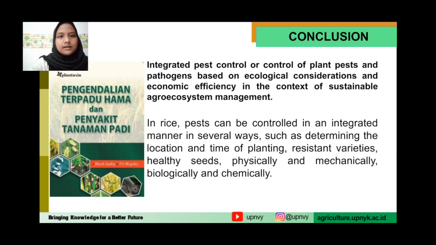Next is conclusion. Integrated pest control or control of plant pests and pathogens is based on ecological consideration and economic efficiency in the context of sustainable agroecosystem management. In rice plants, pests can be controlled in an integrated manner in several ways, such as determining the location and time of planting, planting resistant varieties, planting healthy seed, using physical and mechanical methods, or we can use biological and chemical methods.